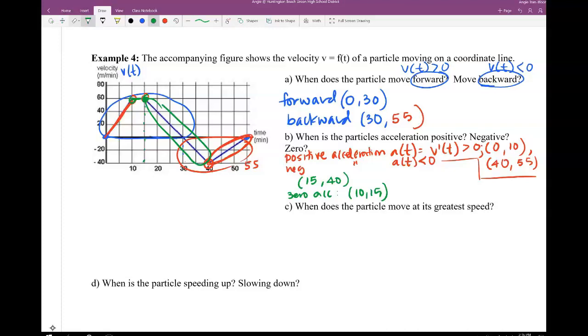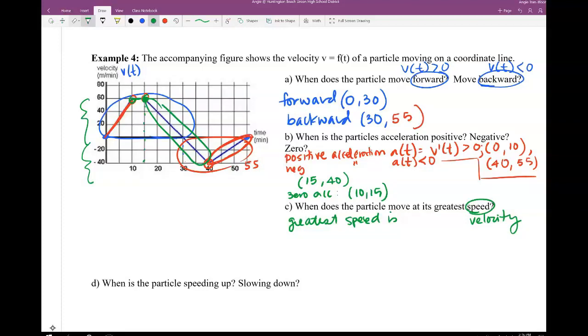When does the particle move at its greatest speed? Well, think about this. Speed is the same as velocity, except it always has to be positive. So if you look at the negative velocity here, the largest number is negative 40. If you look at the number up here, the largest number is 60. So the greatest speed is, you just have to look at the highest number on the y, right?